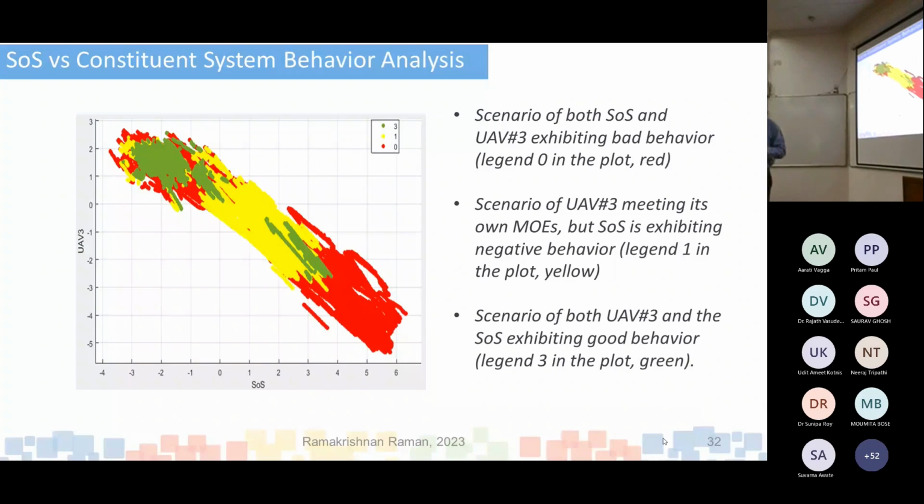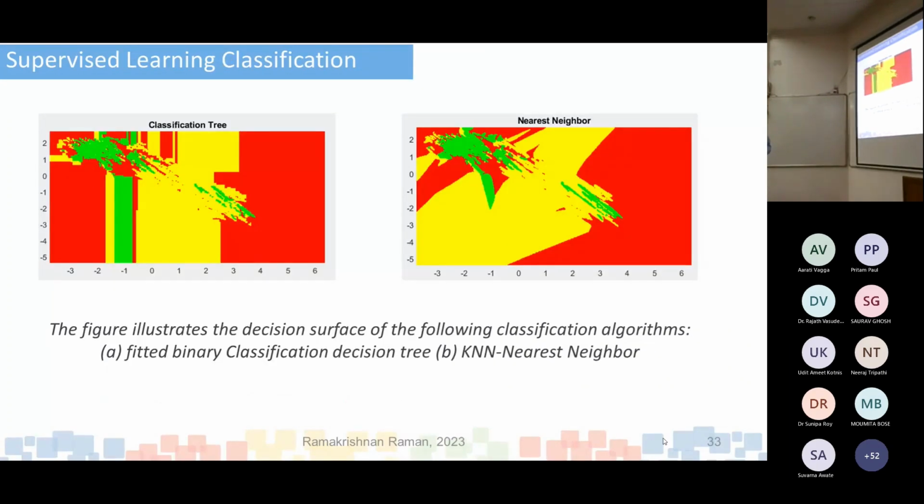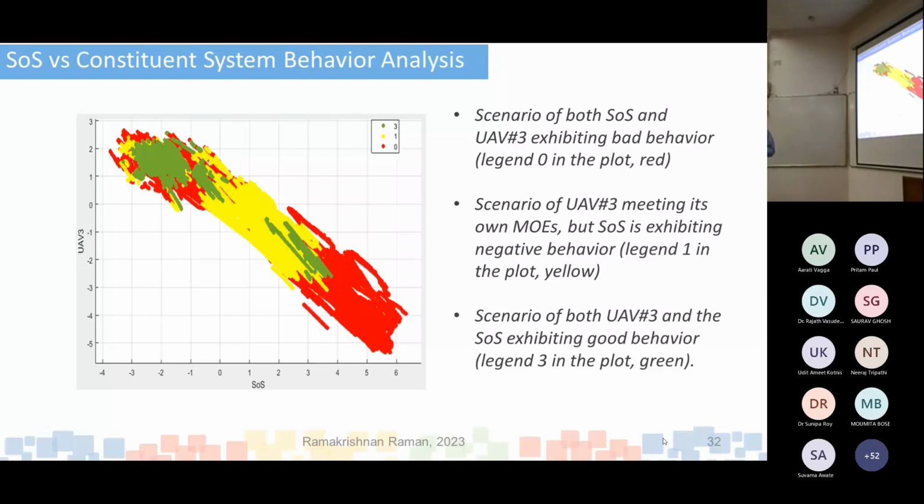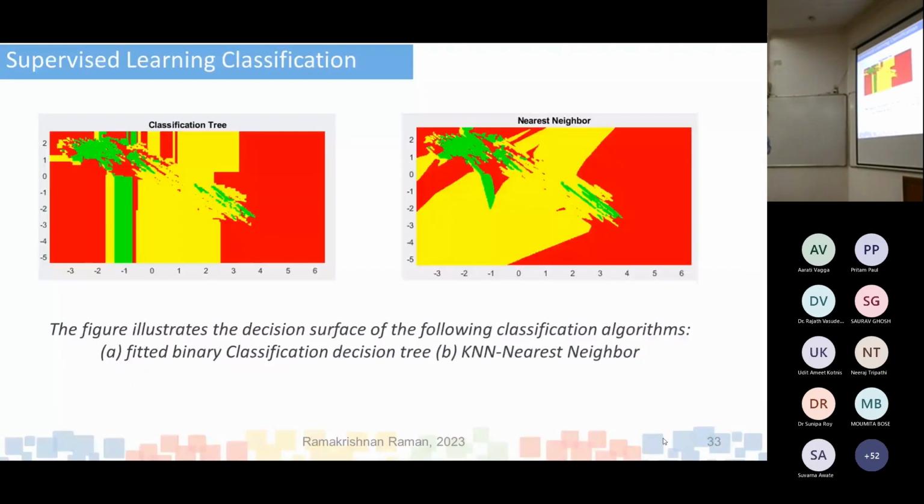Now you can use a machine learning model, where you can use this nearest neighbor classification tree. You can see the predictions that are coming. It kind of matches with this physics-based one that you have. The red here, the yellow here, and the green here. You can see similarly the red, yellow, and green zones, right? Kind of matching. So this was using the KNN and the fitted binary classification trees.